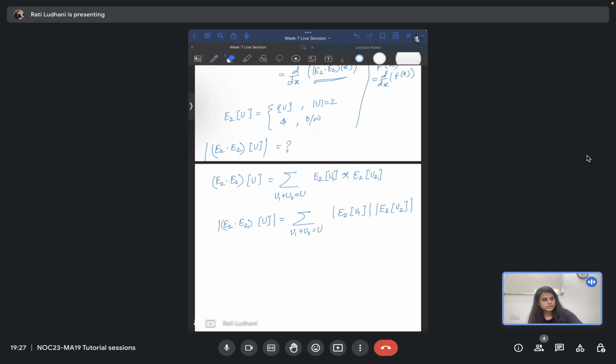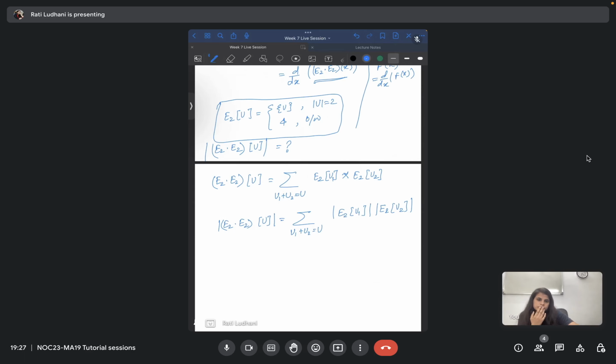So E2 is this. E2 says whenever the cardinality of U is 2, you will get a singleton set. Otherwise, it is empty. So there is only one structure when cardinality of U is 2. So there is only one E2 structure on square bracket 2, and there is no E2 structure on any other set.